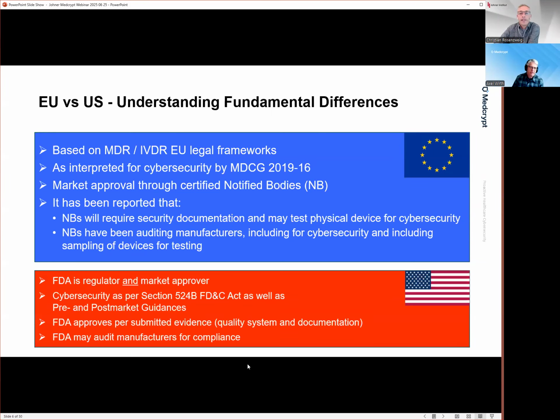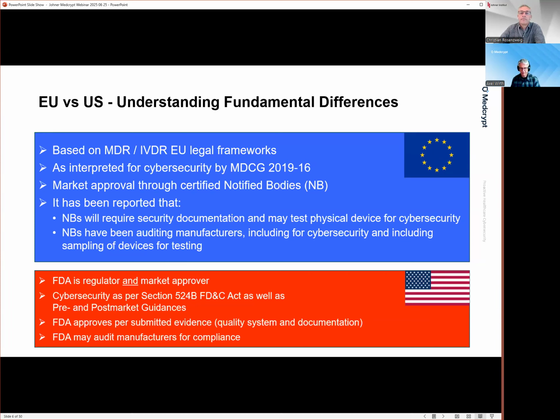Thanks, Christian. And to contrast that with the FDA, the difference being that the FDA is both the regulator through the pre and post market guidance, as well as the market approver. So FDA approves devices for the US market based on established guidances and based on the authority the FDA has under Section 524B of the Food, Drug, and Cosmetic Act.